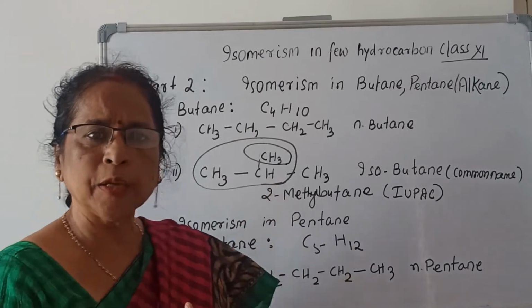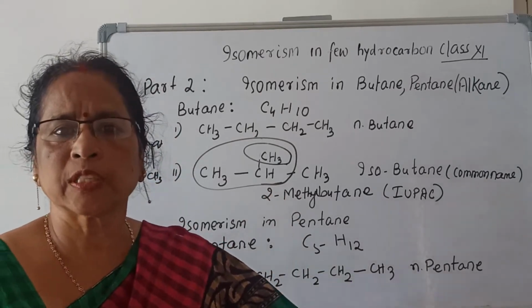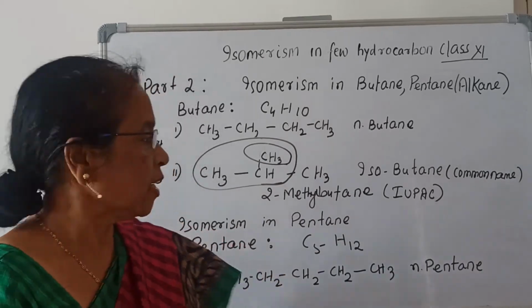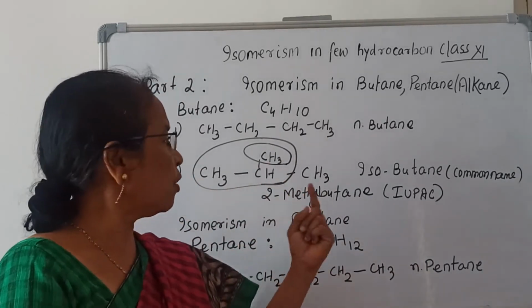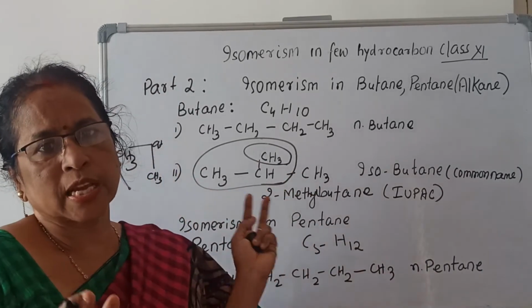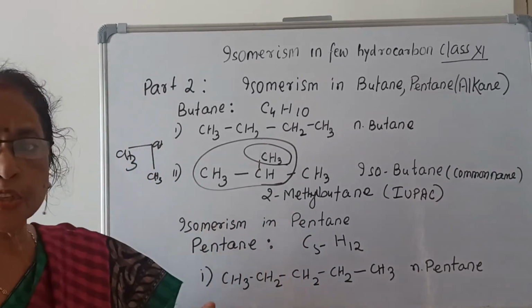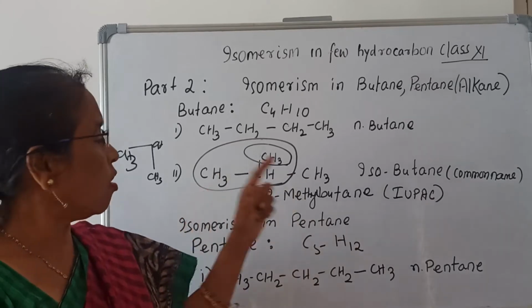Then what is the IUPAC name? In the IUPAC name, as you already know, you select the longest chain. Yes, 1, 2, 3, or you can say 1, 2, 3, both sides are the same for the CH3 substituent. That is your choice. You can count from this side or this side.